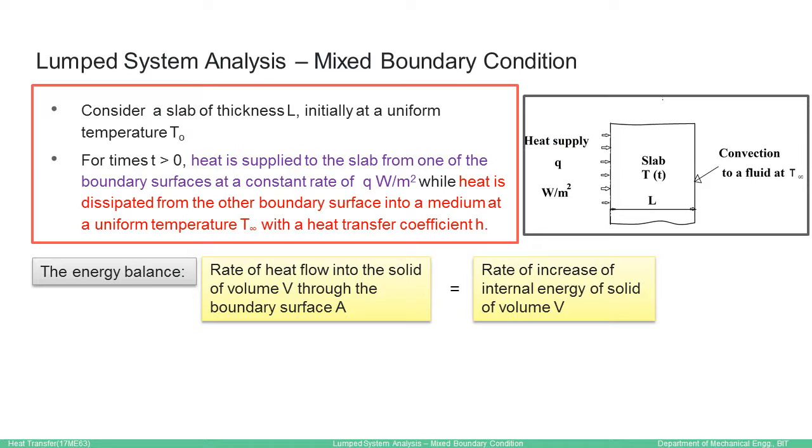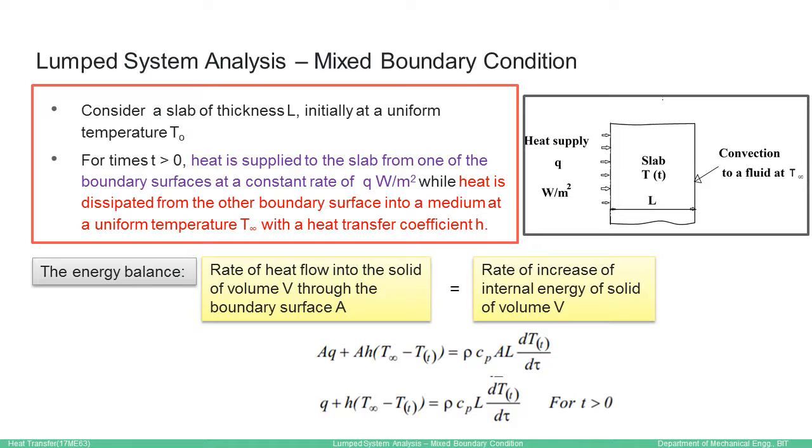So the right hand side of the equation remains the same as the previous derivation for lumped system analysis. Now talking about the left hand side, A q is the heat transfer rate due to heat flux applied plus A h (T infinity minus T of t) is the convective heat loss, which should be equated to the rate of increase of internal energy, that is rho Cp V dT by dt. V, that is volume, is taken as A into L, where A is the heat transfer surface area and L is the thickness.